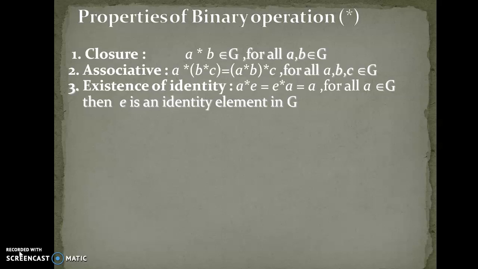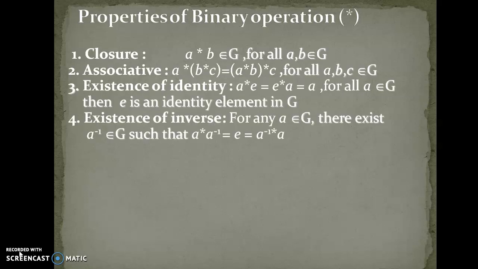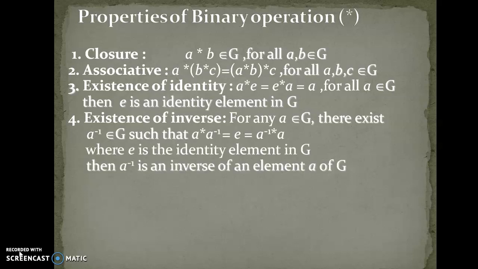Then existence of identity, that is, asterisk is the binary operation on the elements of G, and with an element it should give you the answer as the element itself. So that element E is called the identity element. Then inverse: again, there is an element A in G and A inverse is an element in G, such that under the binary operation asterisk you should get A asterisk A inverse or A inverse asterisk A as E, which is the identity element in G. So A inverse is an inverse of A.